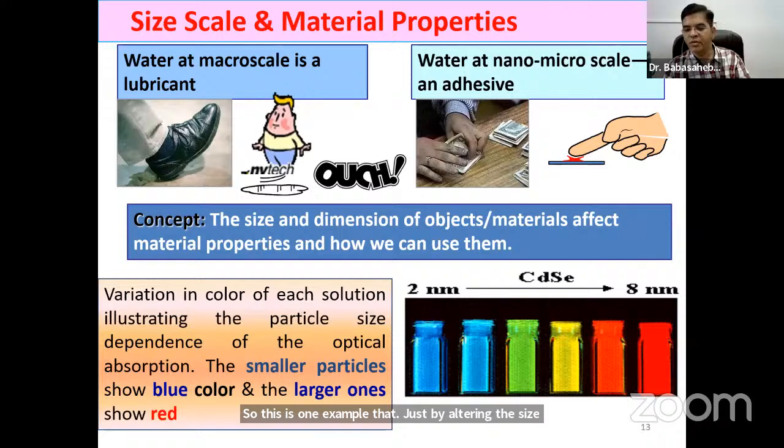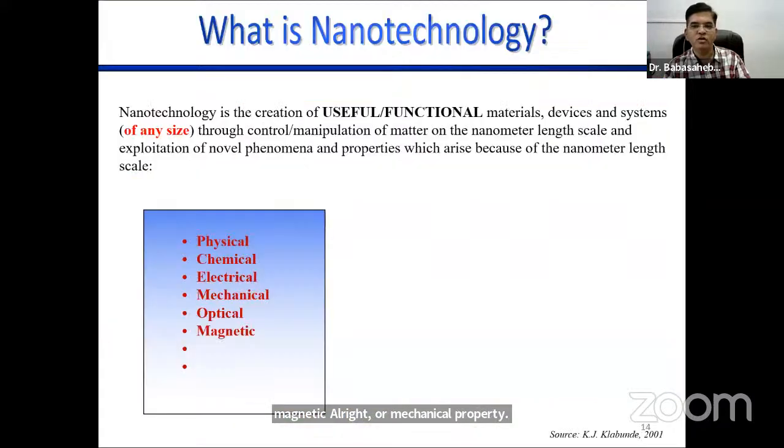This is an optical property, but along with that, it is possible to change electrical, magnetic, or mechanical properties. That is the beauty of nanotechnology. Physical properties can be changed, chemical properties can also be changed. Not only this, you can change the electrical, mechanical, optical or magnetic property.